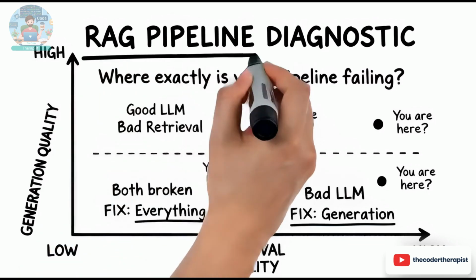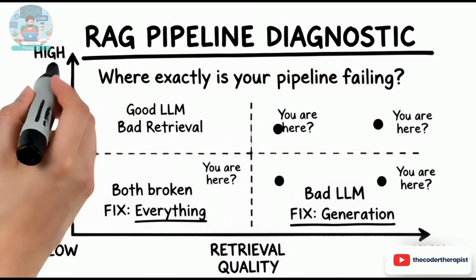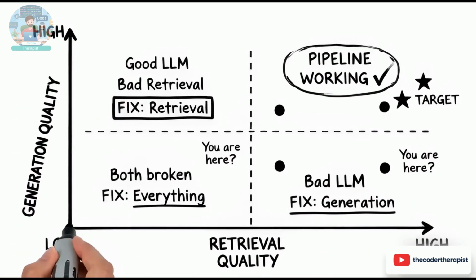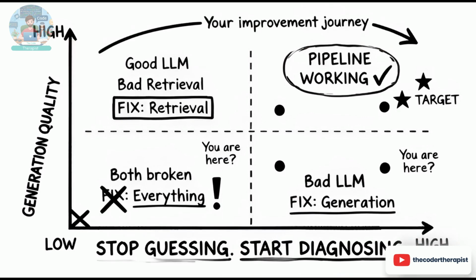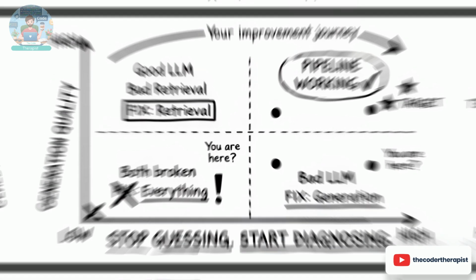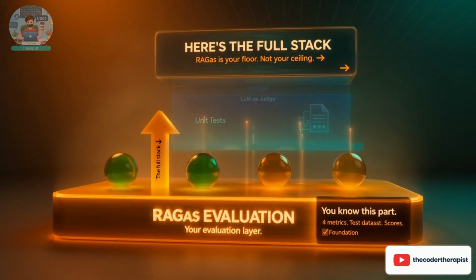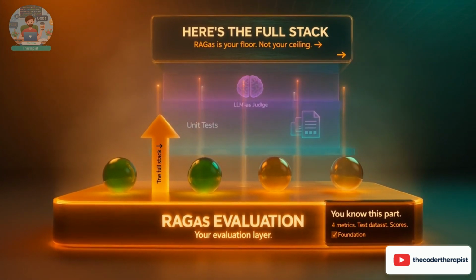These 4 metrics together give you a complete picture. Retrieval quality on one axis, generation quality on the other. You can now diagnose where your pipeline is failing instead of guessing. RAGAS is your evaluation layer, but architects don't stop there.